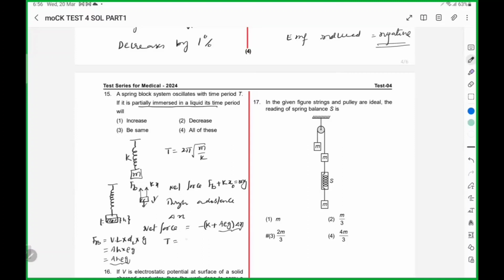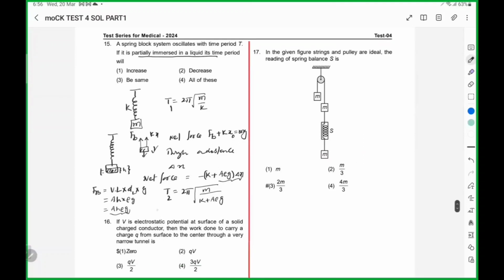Now time period becomes 2 pi root m by (k plus A rho g). So this is T1, T2. So it's very obvious T2 by T1 will be root of (k plus A rho g) by k, which is greater than 1. So here T2 by T1 is, one minute, root of k by (k plus A rho g), which is less than 1. So the time period decreases.